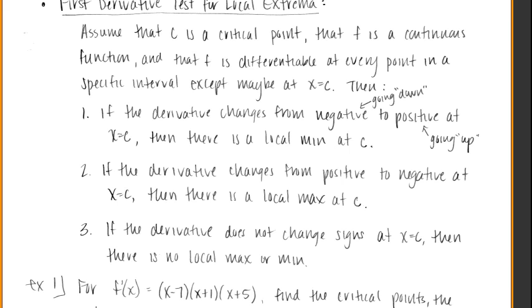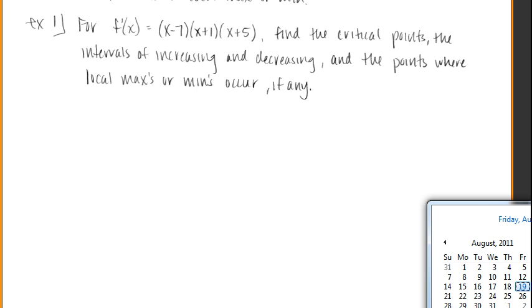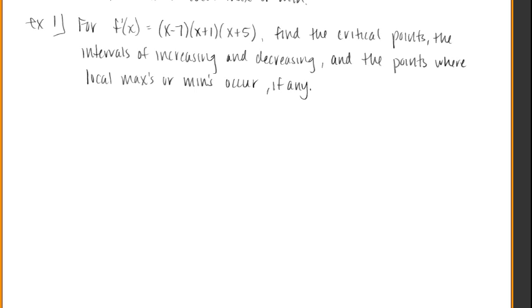So let's take these thoughts and go to example 1. Here in example 1, we're already given the derivative. We know that f prime of x is equal to (x minus 7) times (x plus 1) times (x plus 5). We want to find the critical points, the intervals of increasing and decreasing, and the points where the local maxes occur, if any.